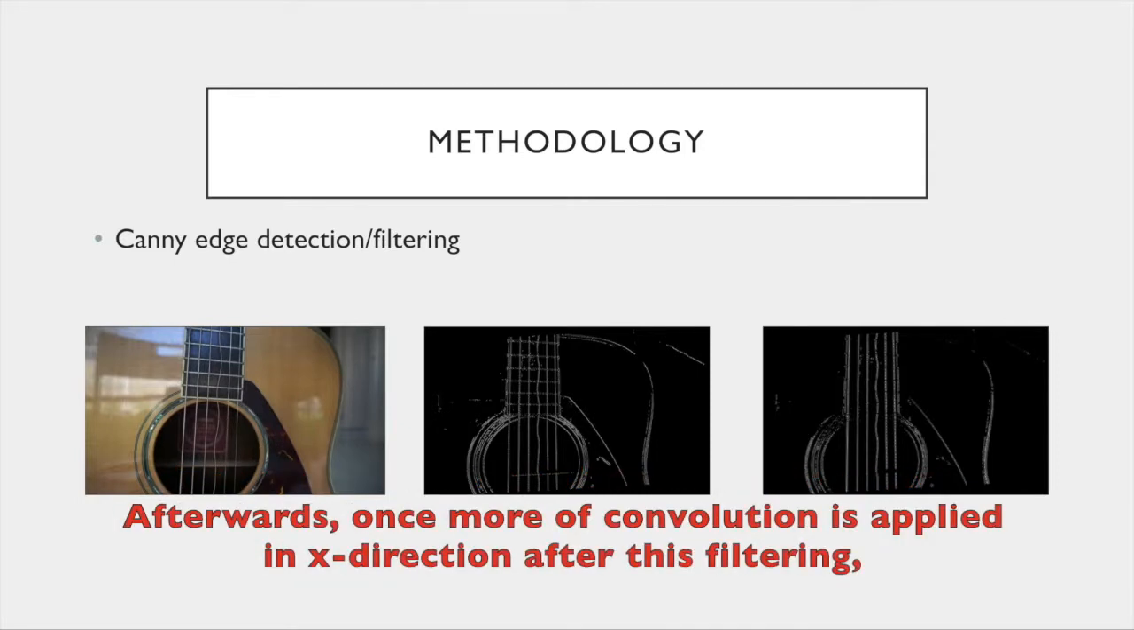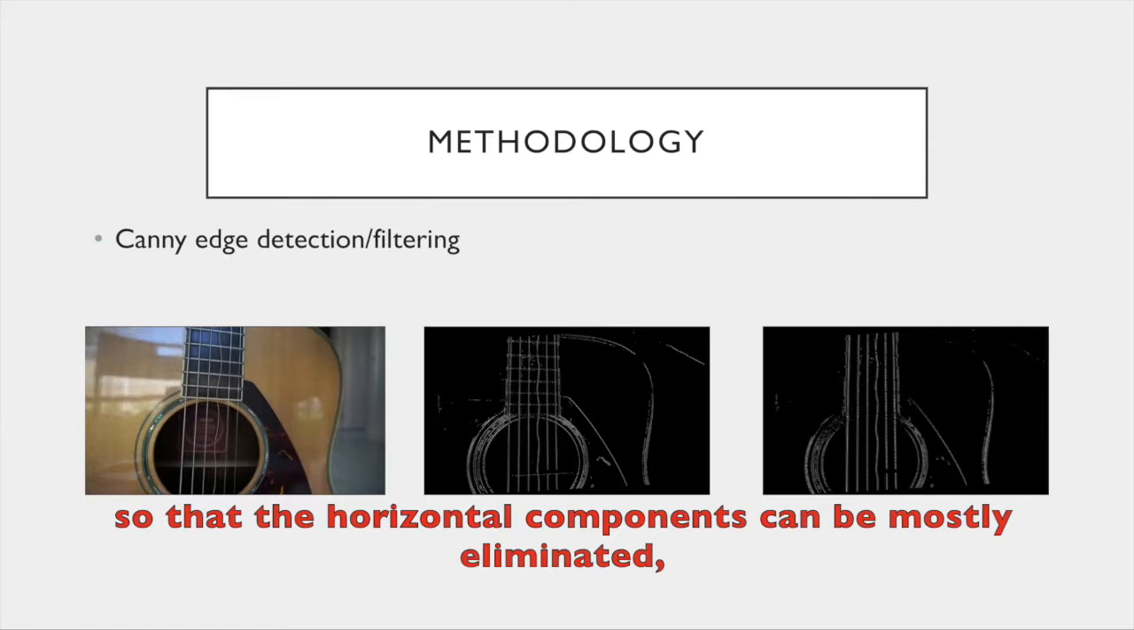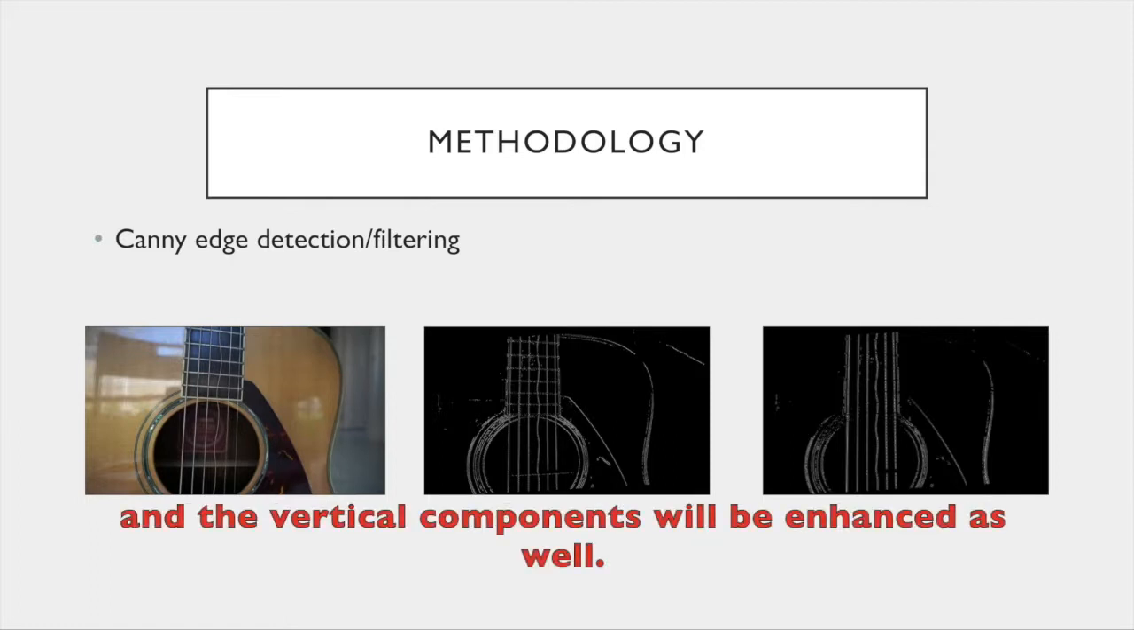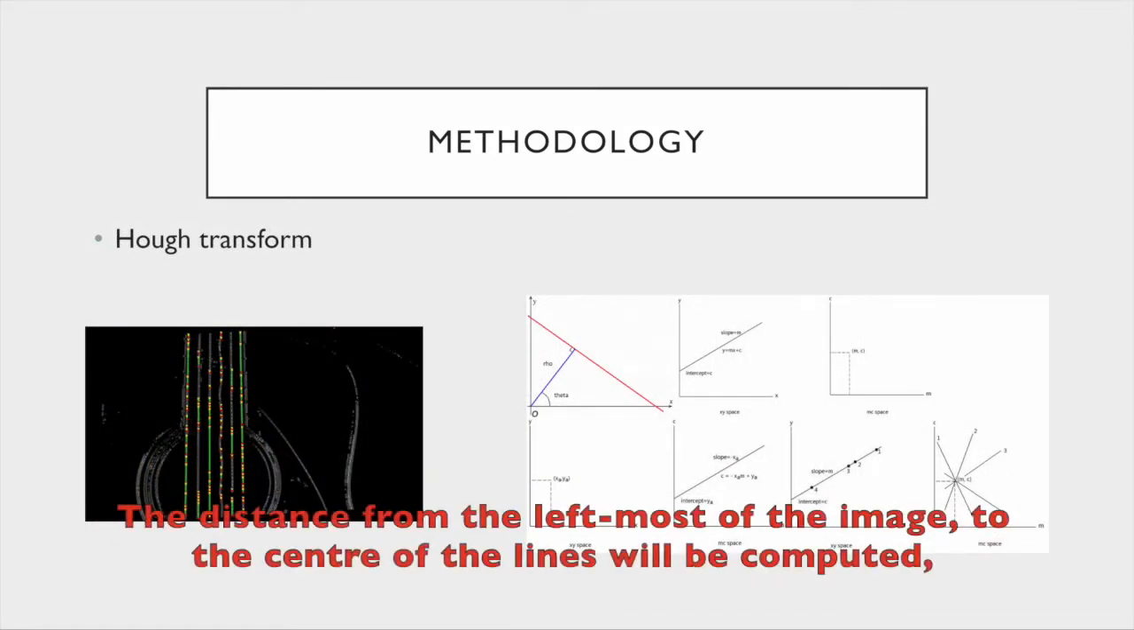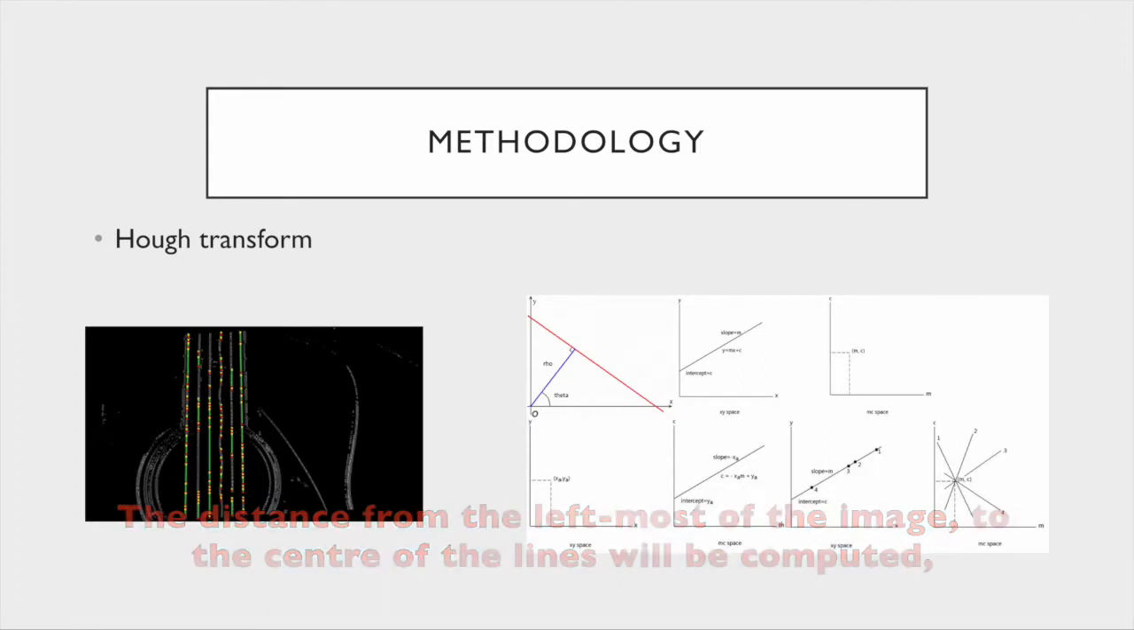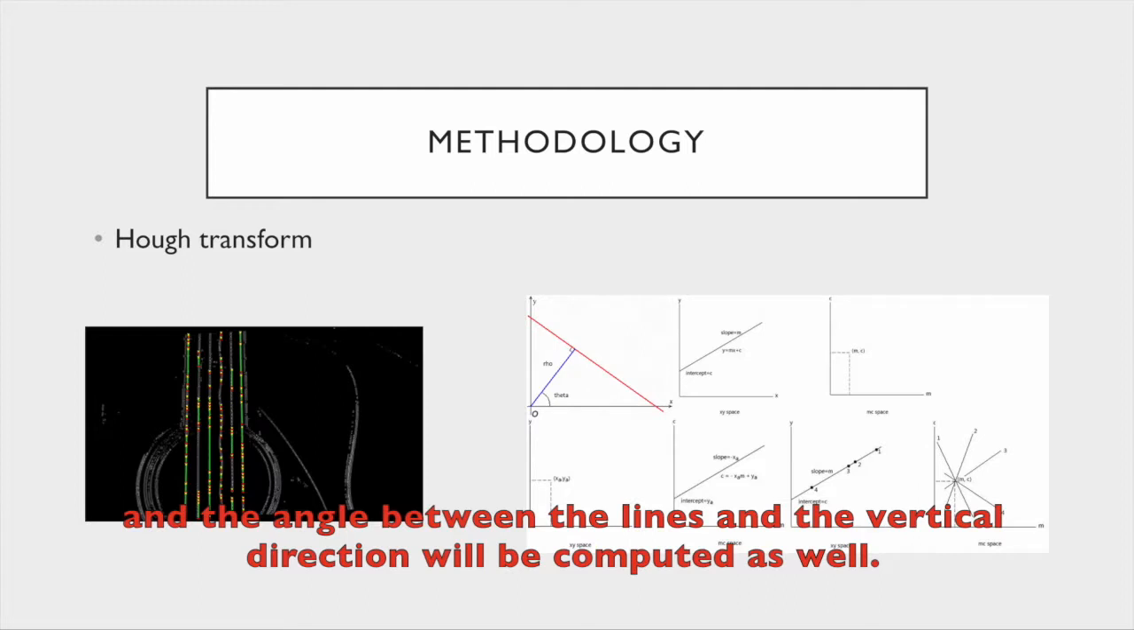Afterwards, a convolution is applied once more in the x direction after this filtering, so that the horizontal components can be mostly eliminated, and the vertical components will be enhanced as well. The Hough transform algorithm is used for detecting straight lines in the images. The distance from the leftmost of the image to the center of the lines will be computed, and the angle between the line and the vertical direction will be computed as well.